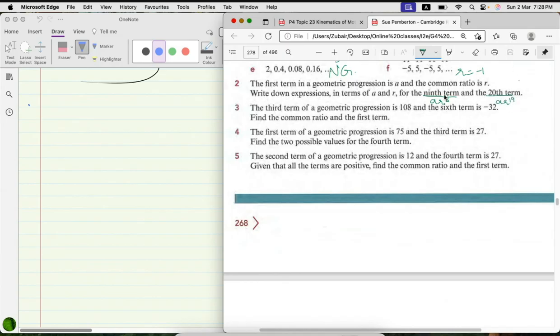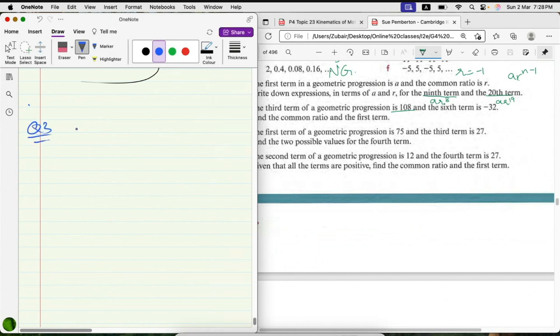Is it okay if I write it directly? Because that was AR raised to power n minus 1. So ninth term is power 8, yeah, and it's okay. 20th is, yes, 19. Number 3. The third term of the geometric progression is 108 and the sixth is minus 32.